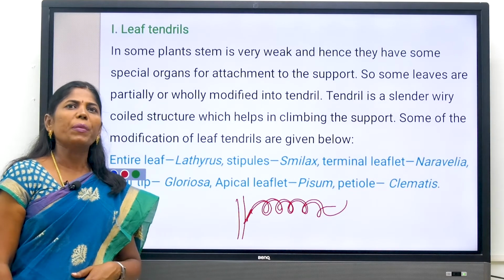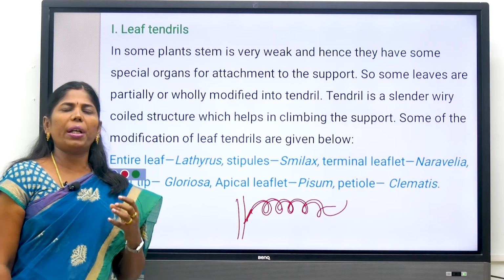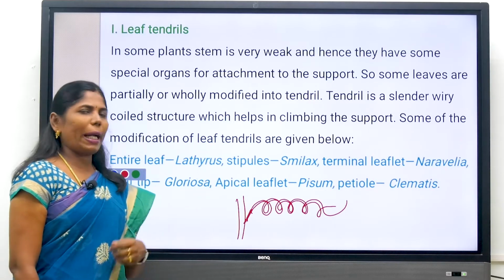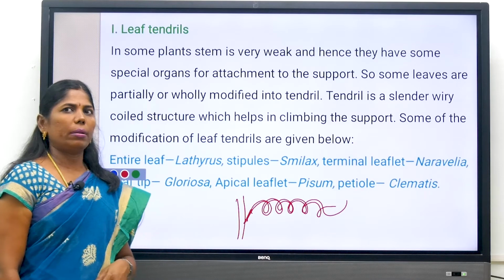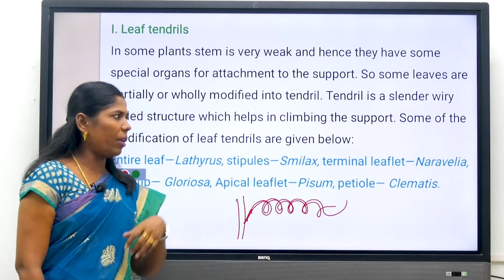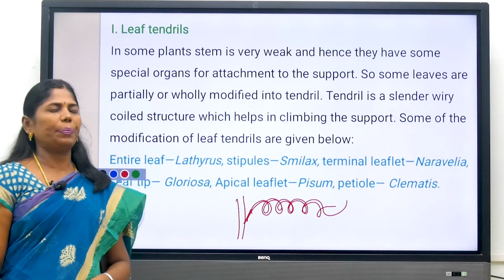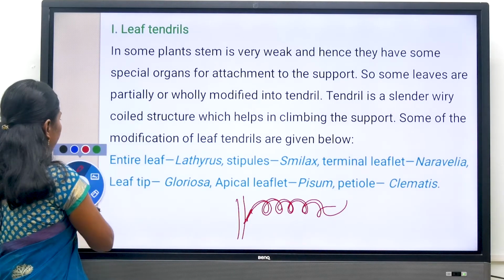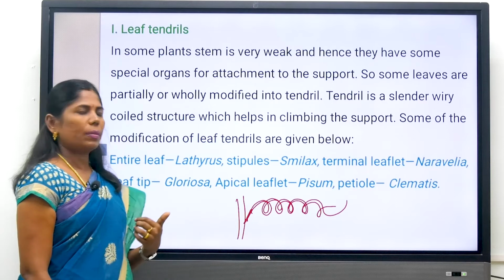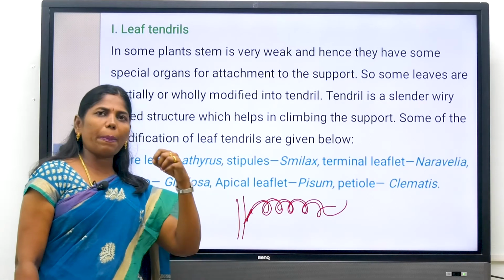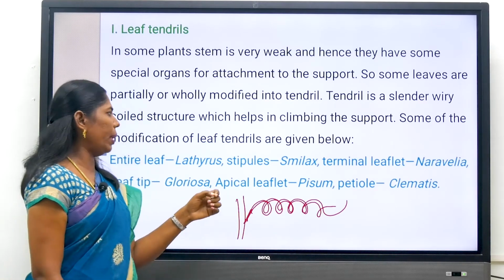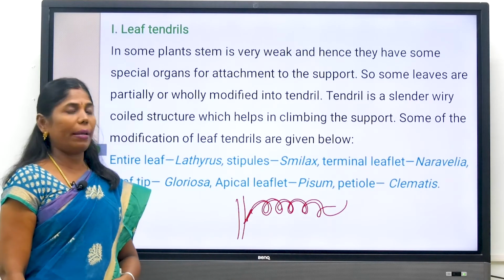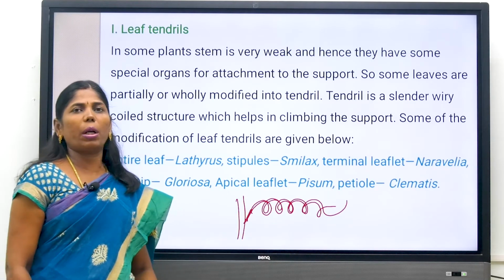The first one: the entire leaf is modified into a tendril in Lathyrus. Next, in the Smilax plant, the stipules are modified. The terminal leaflets are modified into tendrils in Nervilia. The leaf tip is modified into a tendril in Gloriosa, and the apical leaflets are modified into tendrils in Pisum. Petioles are modified into tendrils in Clematis. We will see them one by one.